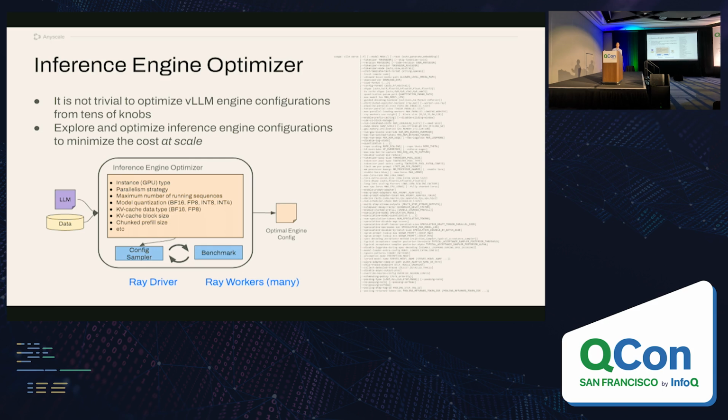So in Anyscale, we have the inference engine optimizer, which is pretty straightforward. We have the auto tuner to explore those possible configurations and then evaluate them on our GPU clusters. And because of Ray, which is already very scalable and reliable, we simply build this optimizer on top of Ray so that we can tune a lot of configurations in a very short period of time.